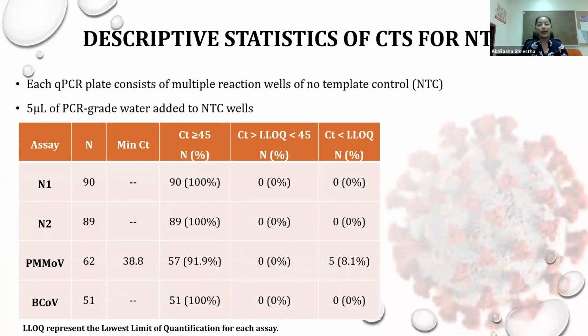For each plate, we also had multiple reactions of no template control, where we added 5 microliters of PCR grade water to the reaction wells. NTCs were run in triplicates for the N1 and N2 assays and run in duplicates for the PMMOV and the BCOV assay. As you can see from the table, all NTCs came out negative for N1, N2, and the BCOV assay. However, for the PMMOV target, out of 62 reaction wells, we did have 5 reaction wells that came out positive, suggesting that there might be minimal contamination during sample loading for that target.